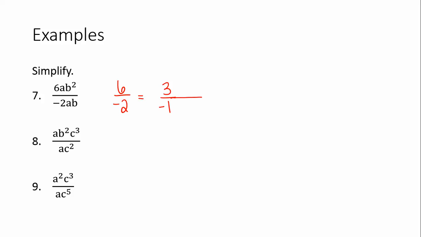Now we have a's to deal with. Well, on top we have a to the 1st, and on bottom we have a to the 1st. A to the 1st over a to the 1st. We do 1 minus 1, and we would get a to the 0. But remember that a to the 0, or anything to the 0 power, is just 1. I won't have to write that 1 since it's multiplication, but essentially what's happening is these a's are canceling each other out. Then for the b's, we have b squared over b to the first. That's going to give us b to the first.